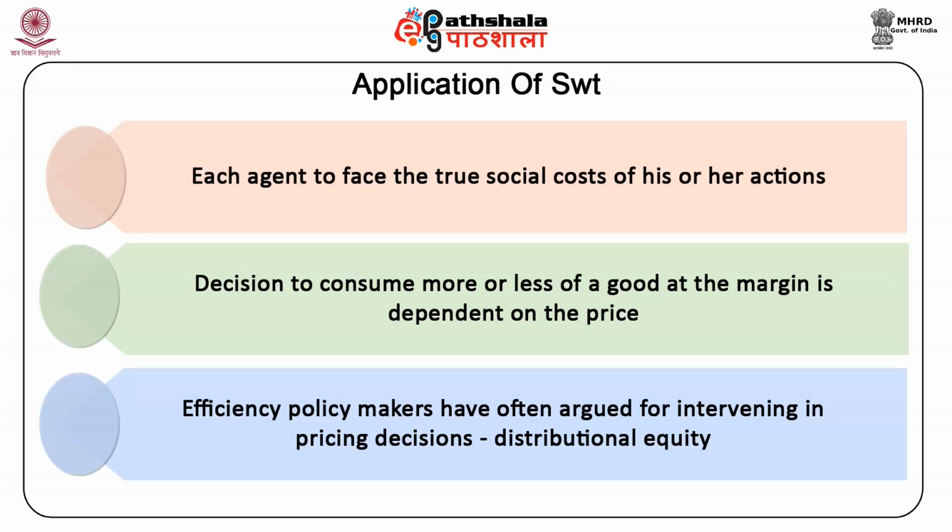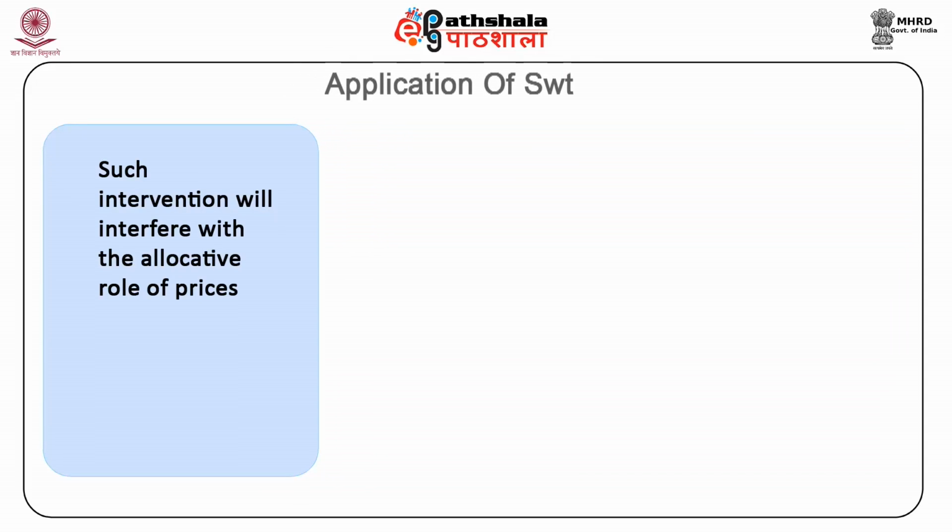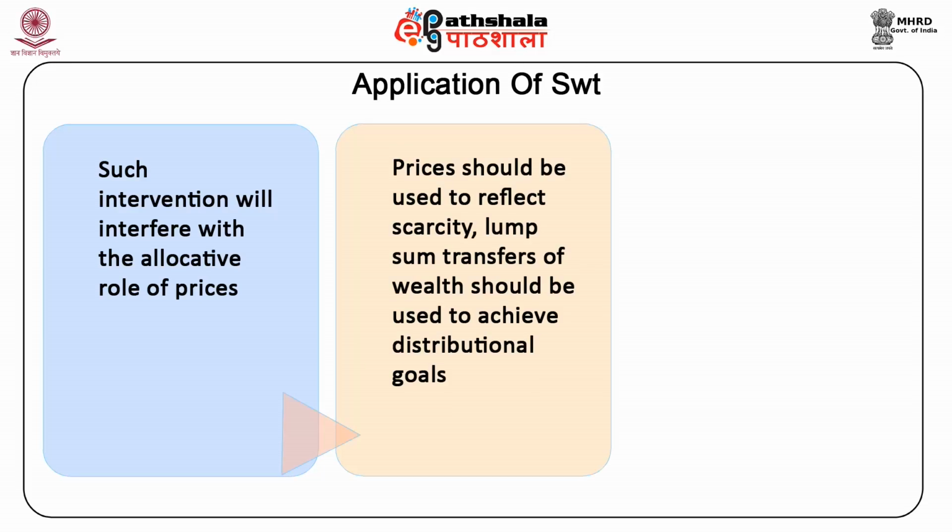Policy makers have often argued for intervening in pricing decisions on grounds of distributional equity, for example, reducing the price of some goods so that poor people can afford them. But such intervention will interfere with the allocative role of prices and hence efficiency. The second welfare theorem says that prices should be used to reflect scarcity. Lump sum transfers of wealth should be used to achieve distributional goals.